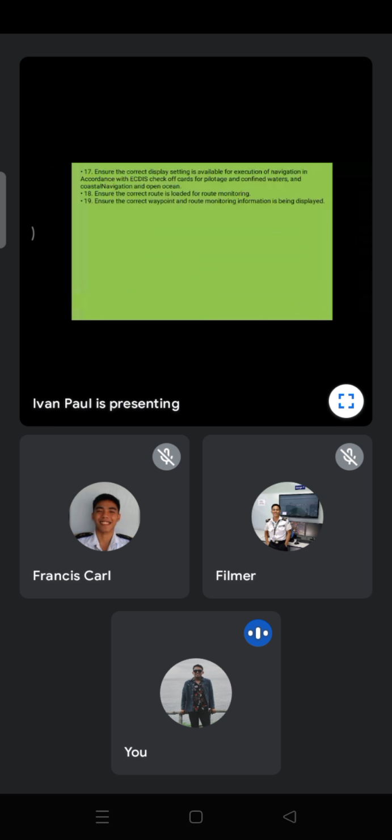Next will be to ensure the correct display settings are available for execution of navigation in accordance with ECDIS. Check off charts for pilotage and confined waters, coastal navigation, and open ocean.